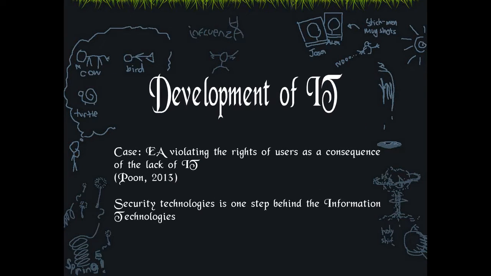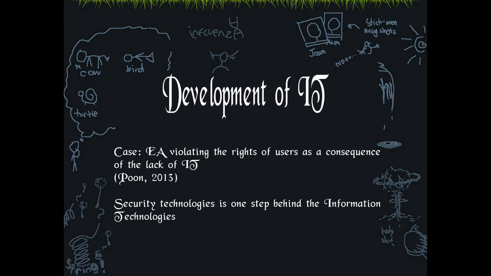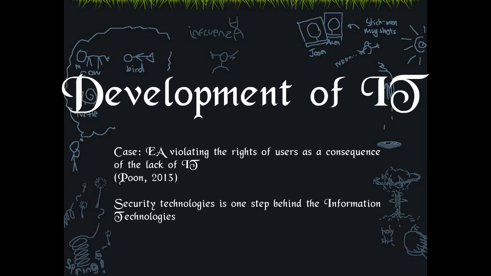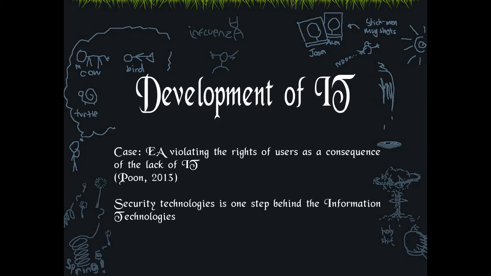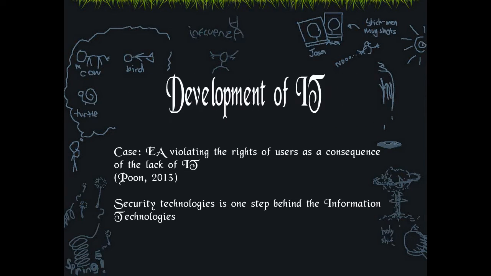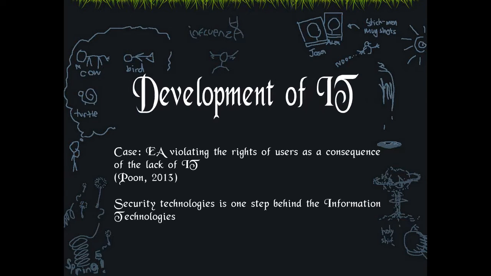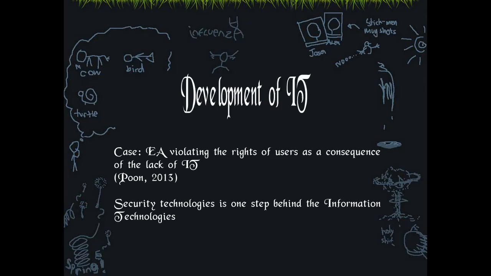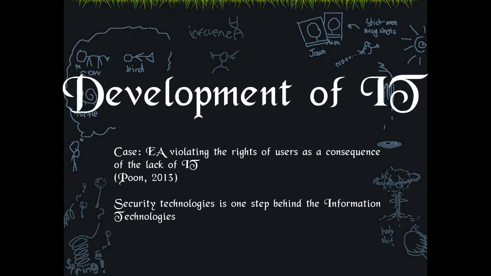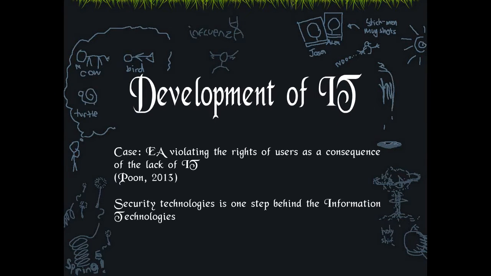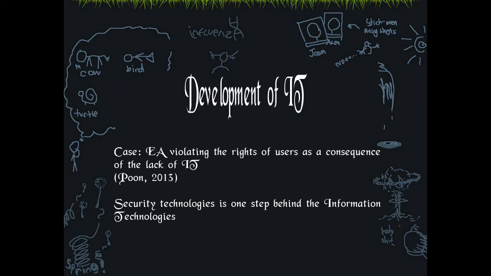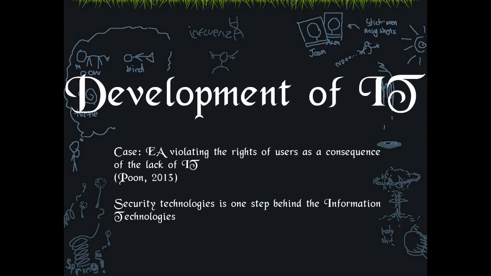The first solution is to wait for the development of information technology before widely applying DRM in the cyber world. The case mentioned above about the EA company violating the rights of their customers is not a result of applying DRM, but mainly because of applying it when there was a lack of technology to support it. In this case, it was the server's inability to handle the enormous number of players.